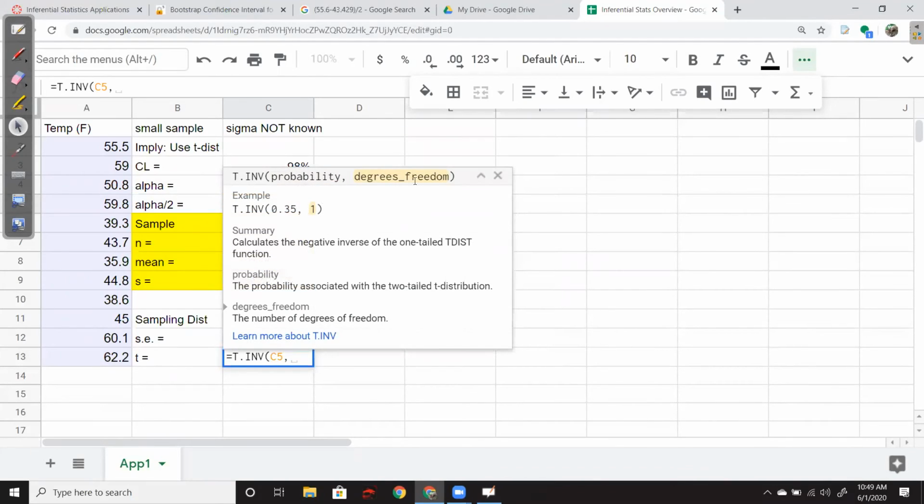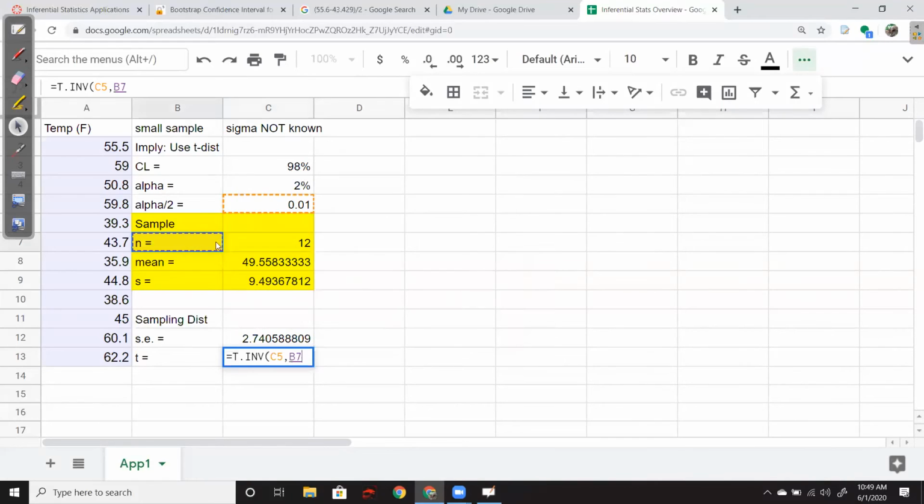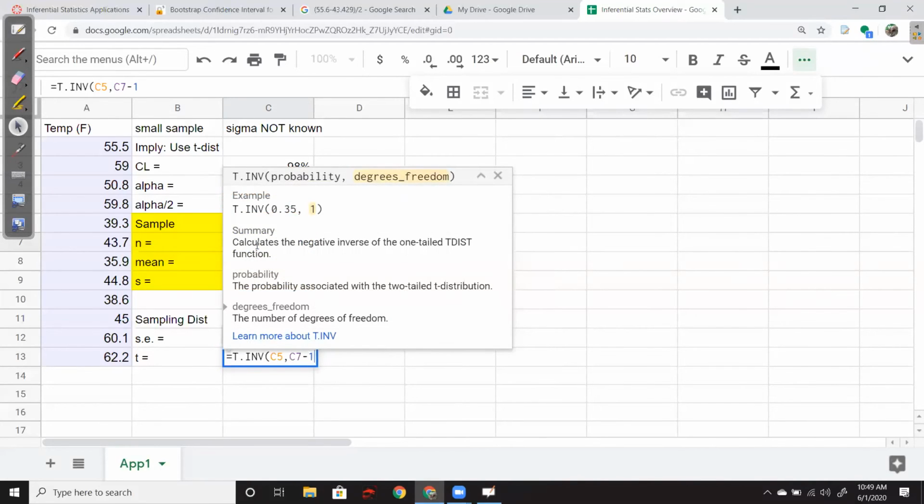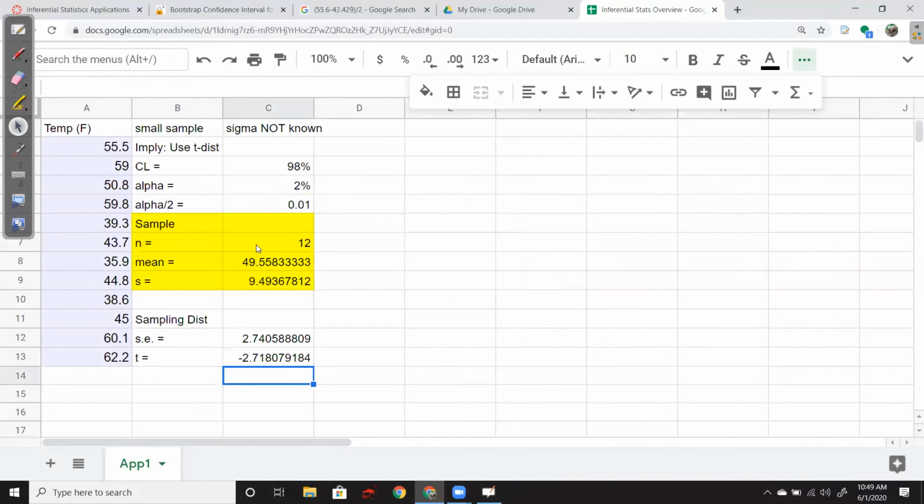And then it says, hey, what are your degrees of freedom? Degrees of freedom is always 1 less than the sample size. It's always n minus 1. I'll put this in the notes. So I want to go get that sample size and take away 1 from it. And that gives me my t-score, and it always gives me the negative. And the t-score is like a z-score, so let's put that in the notes.